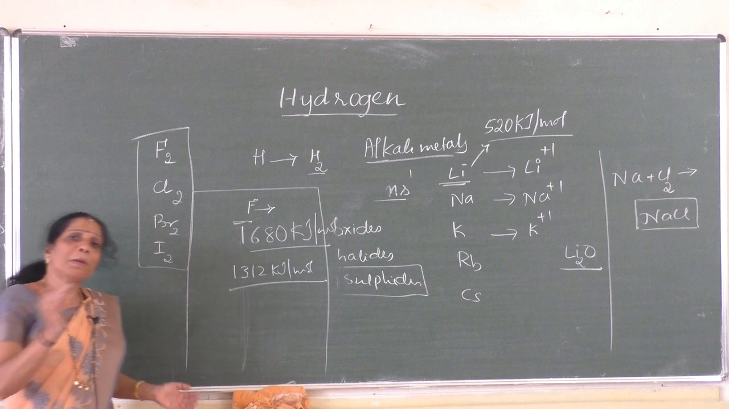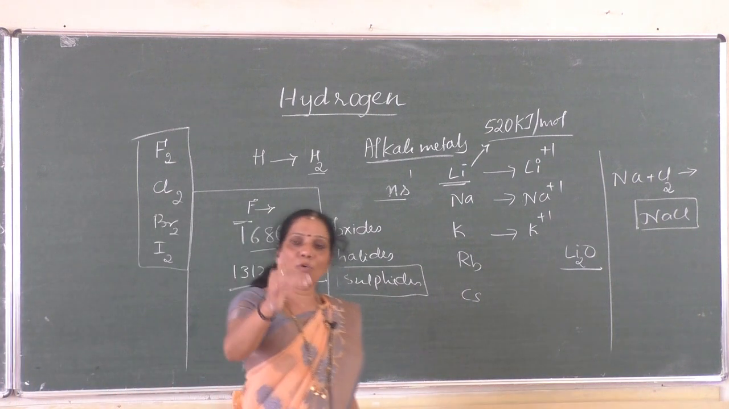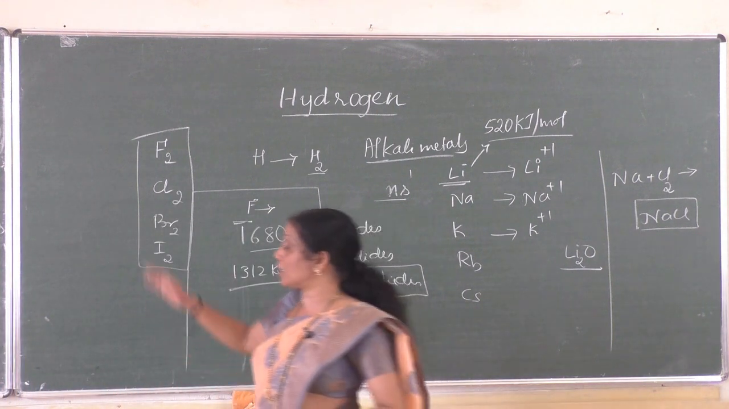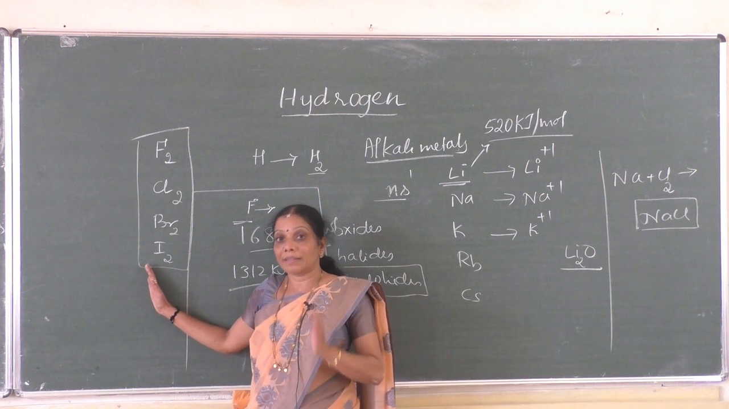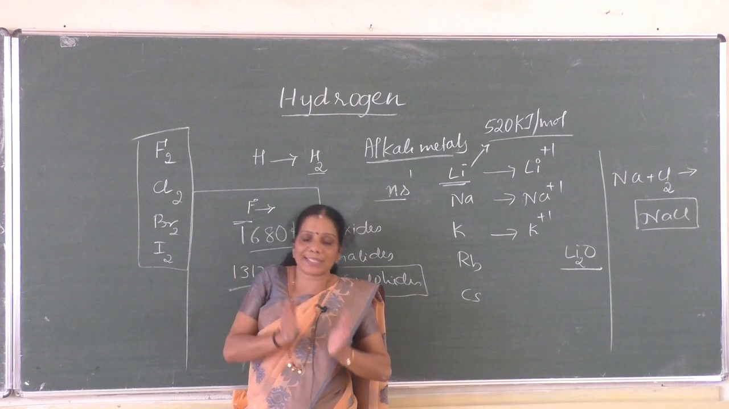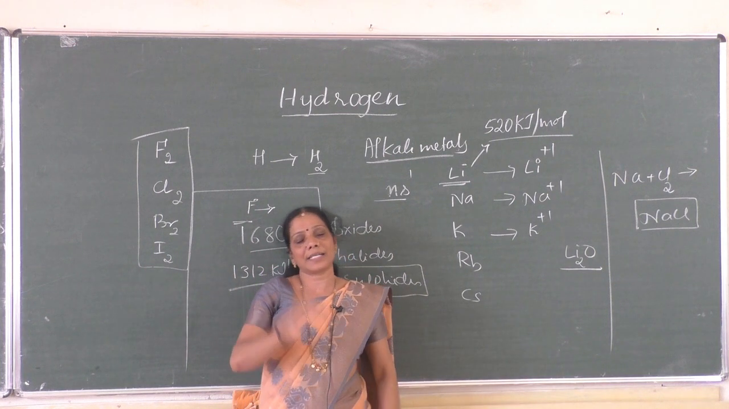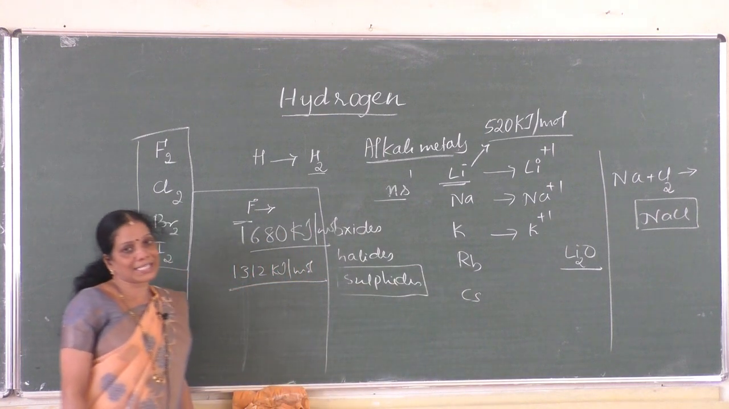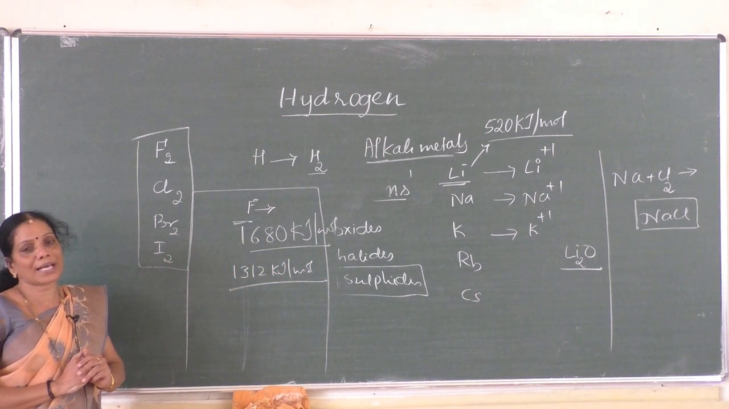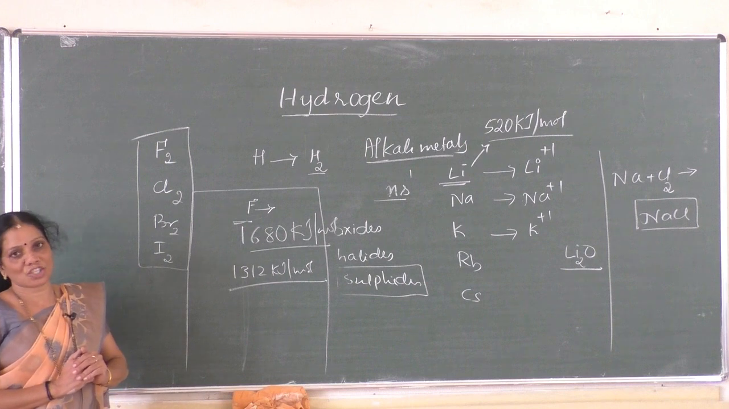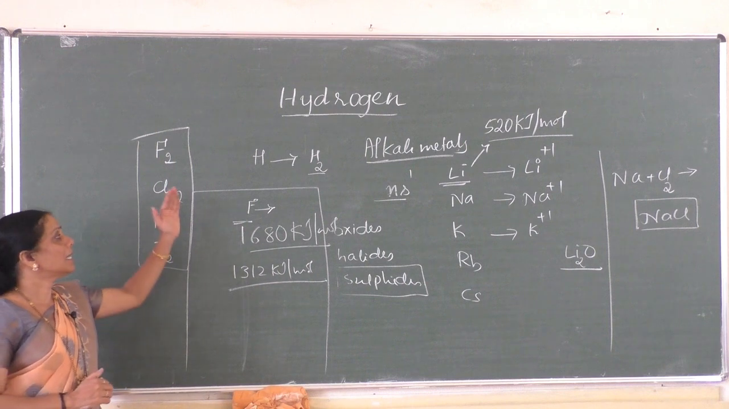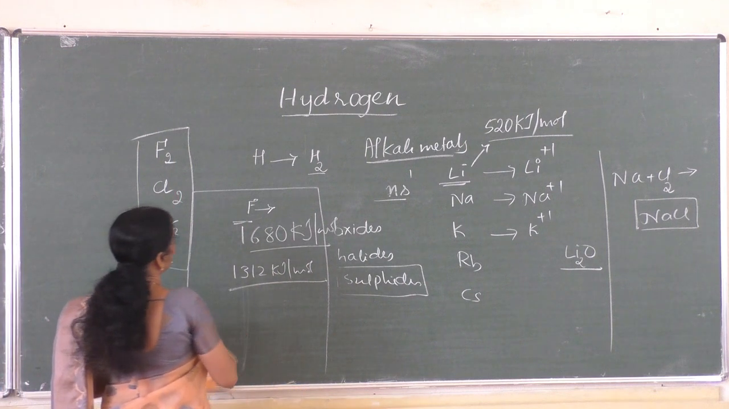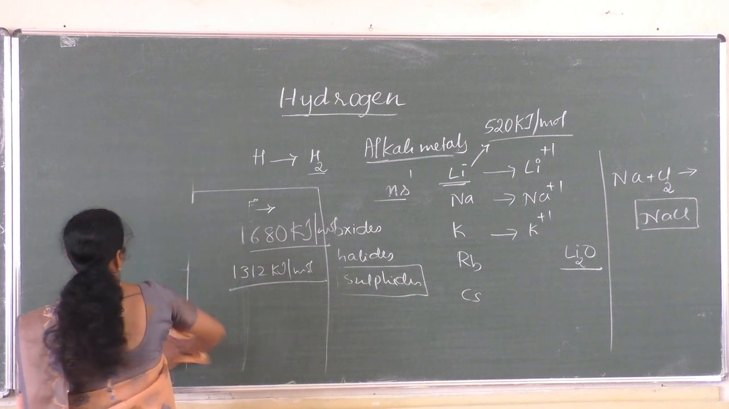Therefore it cannot be placed in group 17 or in group first. Therefore, hydrogen is placed separately in the periodic table as the first element because of its atomic number as well as the simple atomic structure. Followed now students, let us consider the isotopic forms of hydrogen.